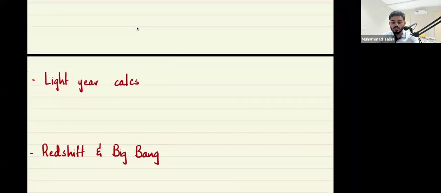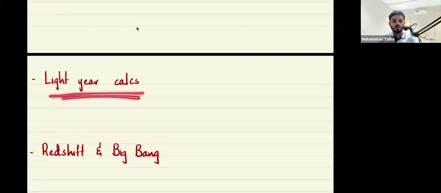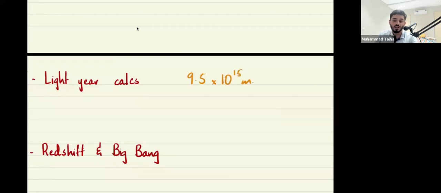Again, light year calculations, in my opinion, are definitely going to come in your paper tomorrow, because it has not been asked for quite some time now. So light year, you must know that this is the distance traveled by light if it's allowed to travel for 1 year. IGCSE students do need to know by heart that 1 light year is 9.5 times 10 to the 15 meters. O-level students are not expected to know this. They should just be able to calculate this and show how this is calculated in real time.